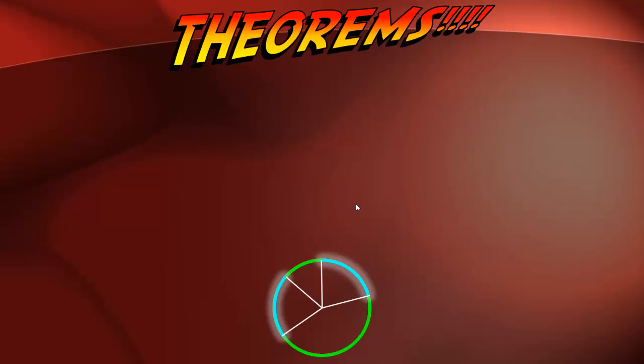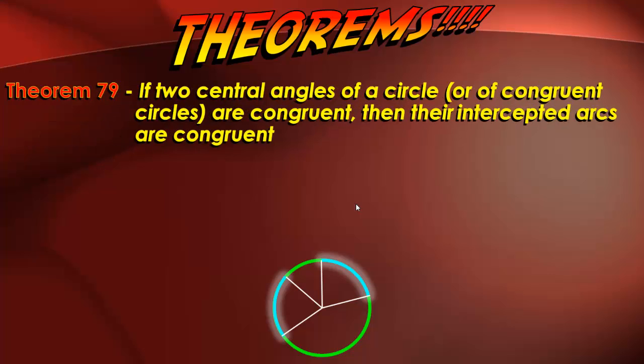Alright, some theorems. Yay, I told you there would be proofs in this chapter. Okay, Theorem 79. If two central angles of a circle or of congruent circles are congruent, then their intercepted arcs are congruent. So let's say that these two angles have the same measurement, then these arcs are congruent.